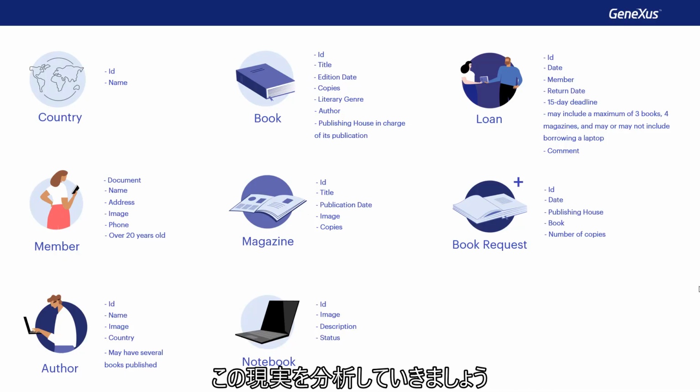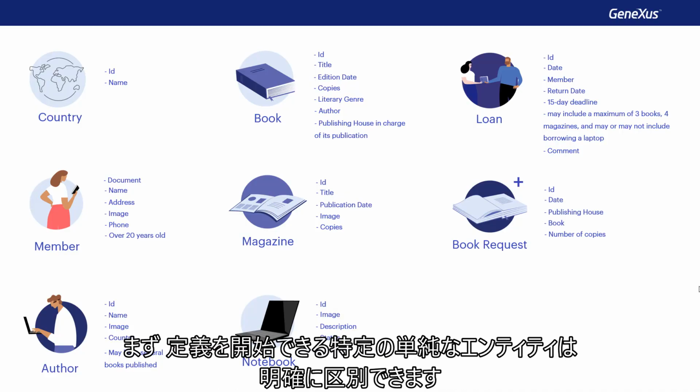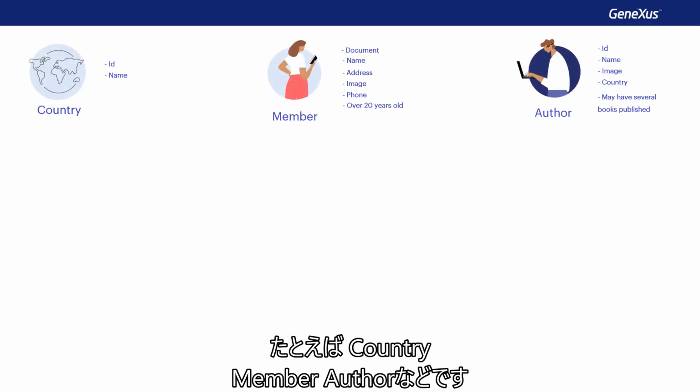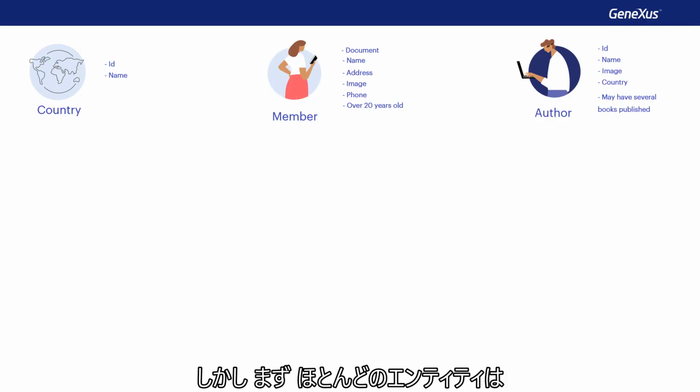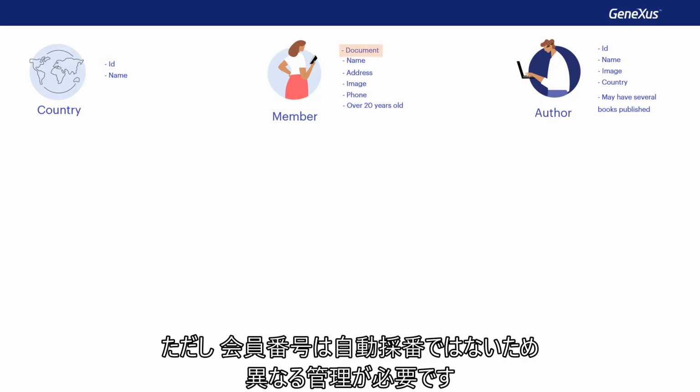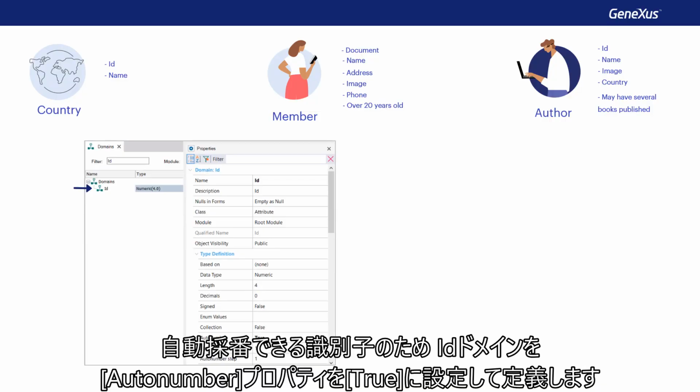Let's start to analyze this reality. Initially, we can clearly distinguish certain simple entities that we can begin to define, such as, for example, country, member, and author. But first, we should take into account that most of the entities are registered with an identifier that can be auto-numbered, except for the member number, who, as we mentioned before, is registered with his or her identity document. Therefore, we define the domain ID with the auto-number property set to true.